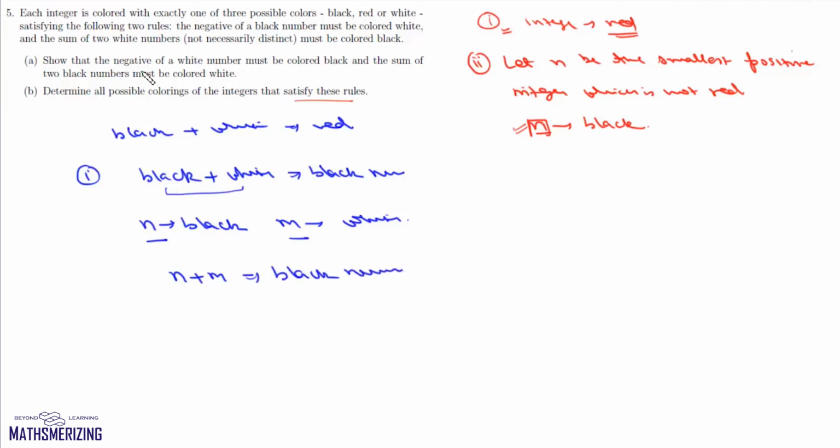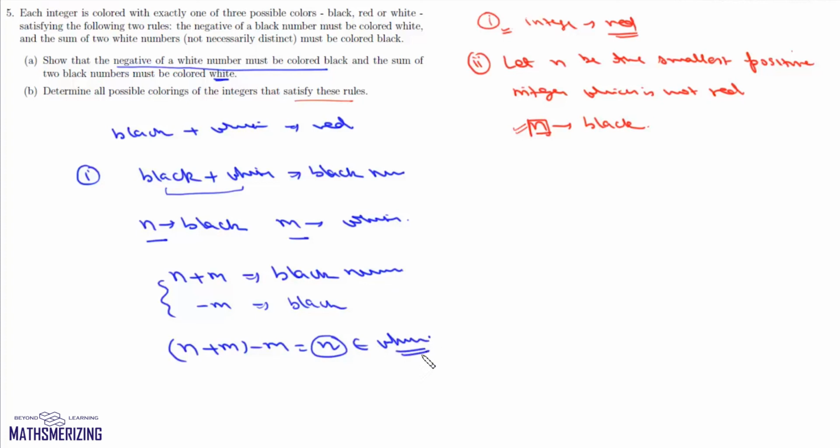Now in part 1, we have already proved that the negative of a white number must be black. So if m is white, then minus m is black. Now we'll add them, and we'll get n plus m minus n, so it'll be simply n, and the sum of two black numbers must be a white number. So from here we can say this n must be a white number, which contradicts our initial condition that n is a black number.